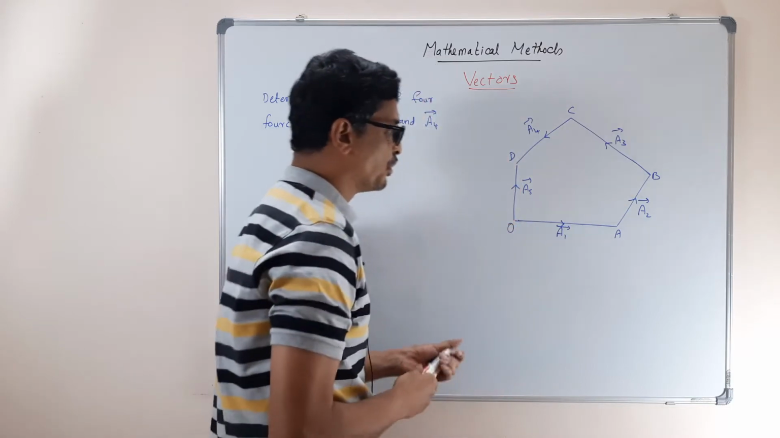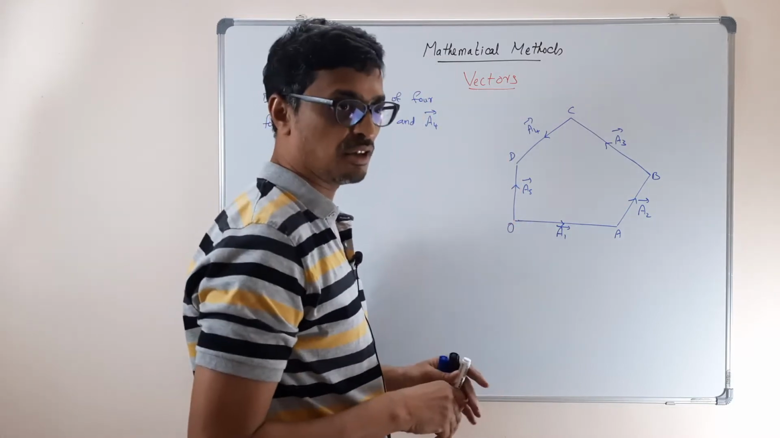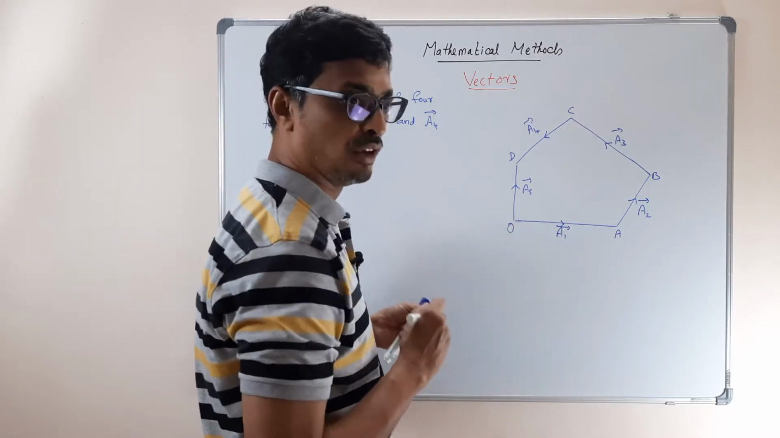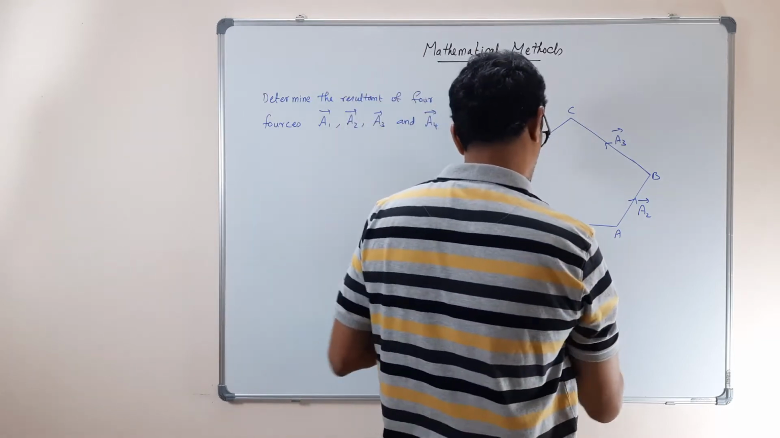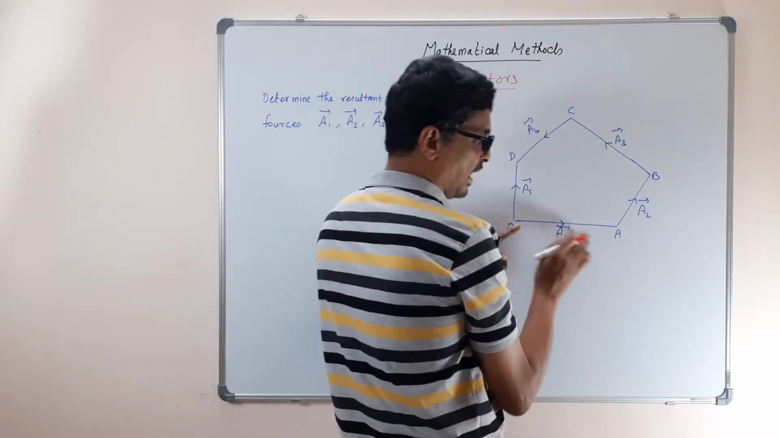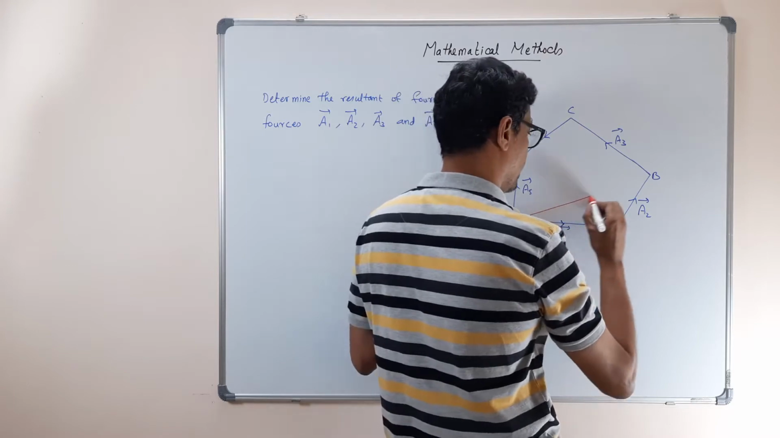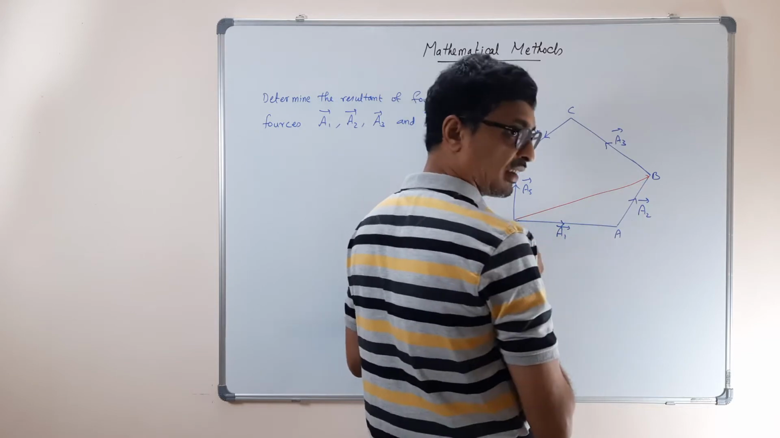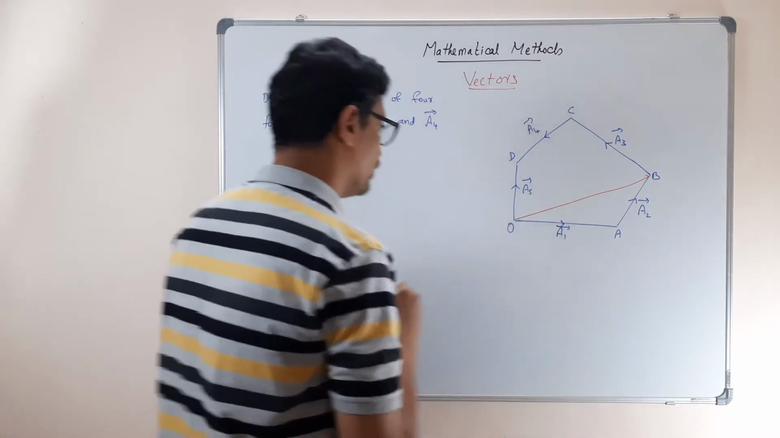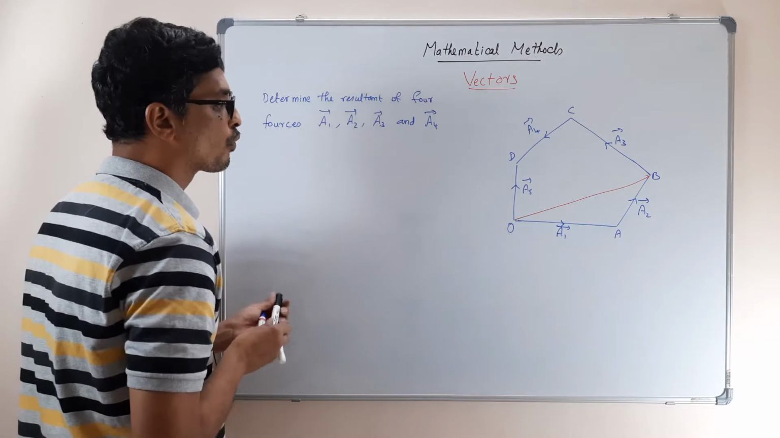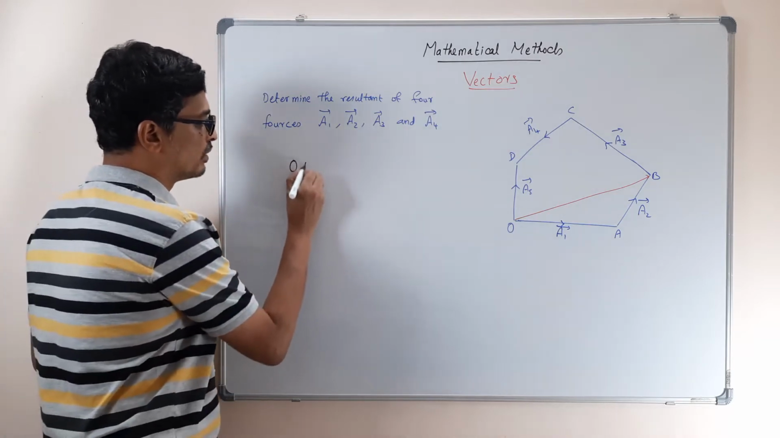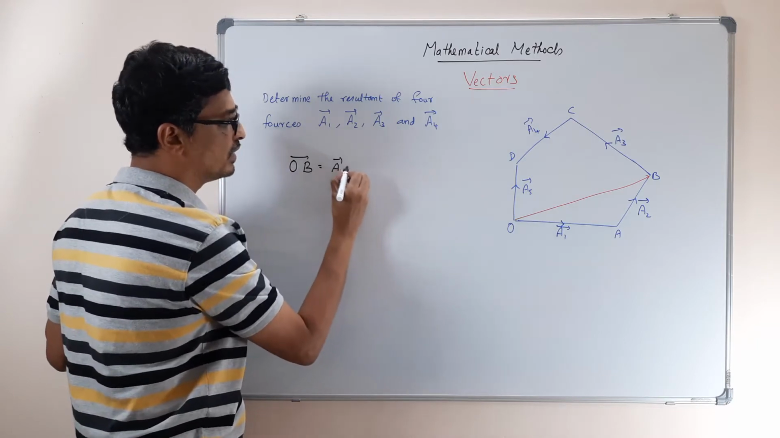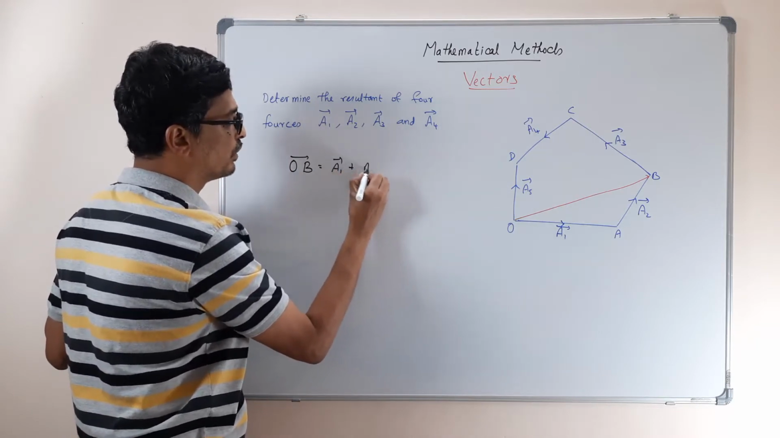So how are we going to do this? We have to use the triangle law. One by one we will use the triangle law. First we will take the combination of A1 and A2. What will we do? We will join. Triangle law says the resultant due to A1 and A2 will be the line joining these, and we call it the OB vector. Using triangle law, the OB vector will be equal to A1 vector plus A2 vector.